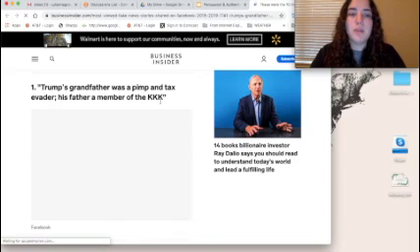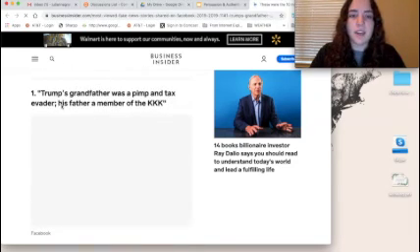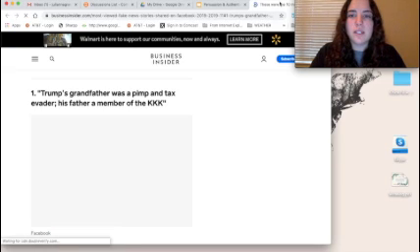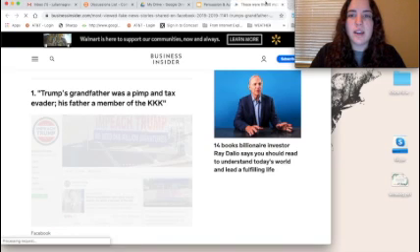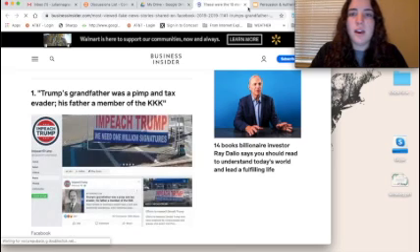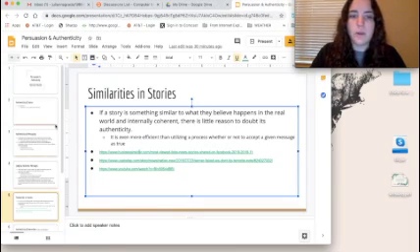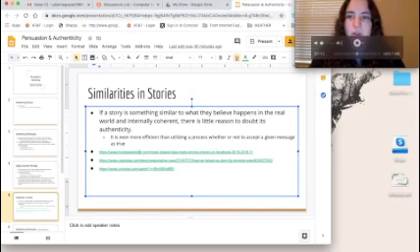And one of them is Trump is now trying to get Mike Pence impeached. Not true. Fake news. And then this one's kind of funny. Trump's grandfather was a pimp and tax evader. His father was a member of the KKK. So just some crazy stories that aren't true, but people believe.